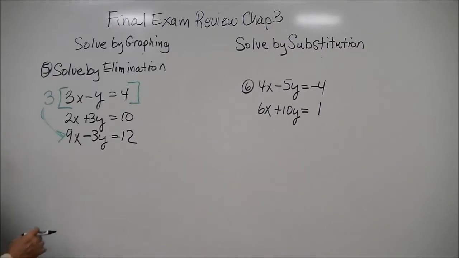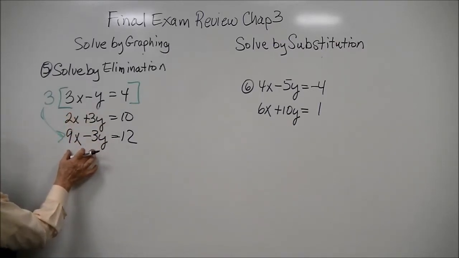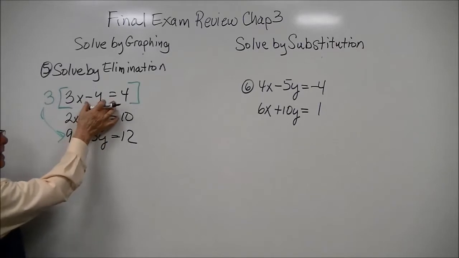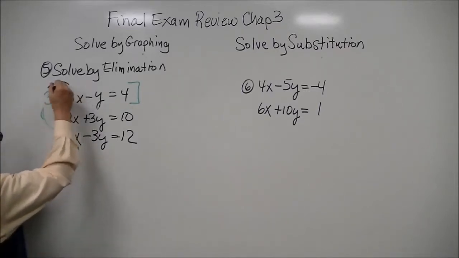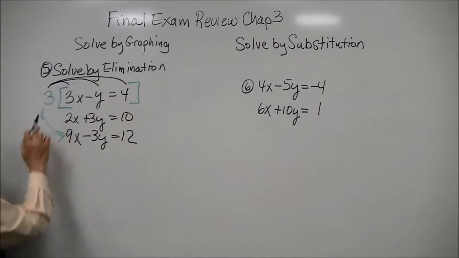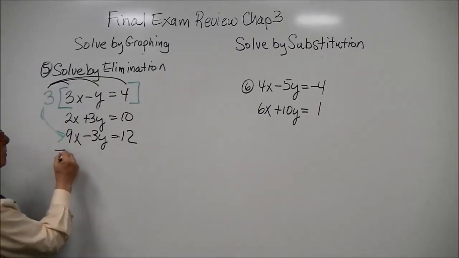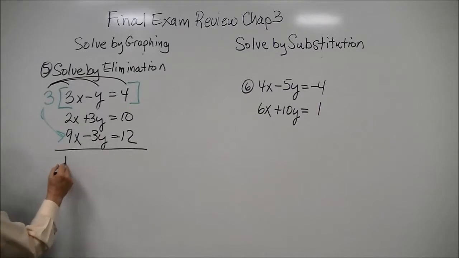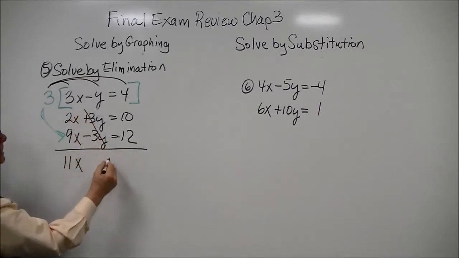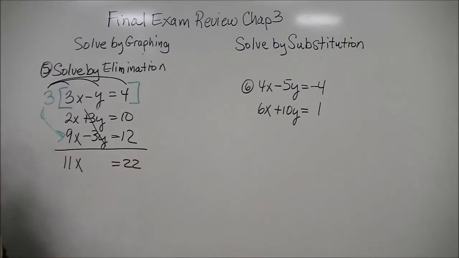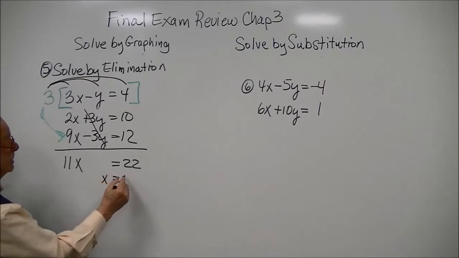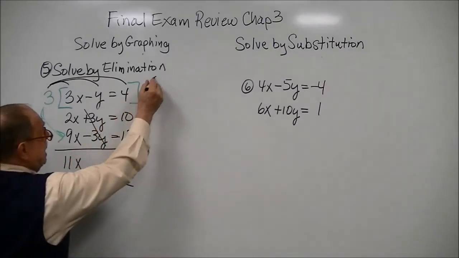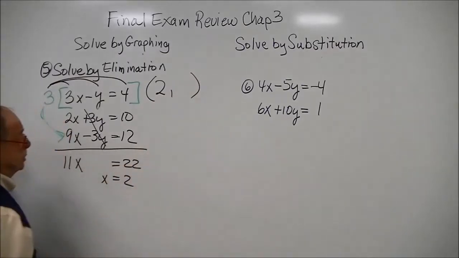Now, the key to this is this new equation that I have here is not the same as this, but it is equivalent. We did so by multiplying every term by 3. And now we put our line, add them up. This is 11x. These cancel out, equals 22. I now divide both sides by 11, x equals 2. So I now have the first member of my ordered pair.